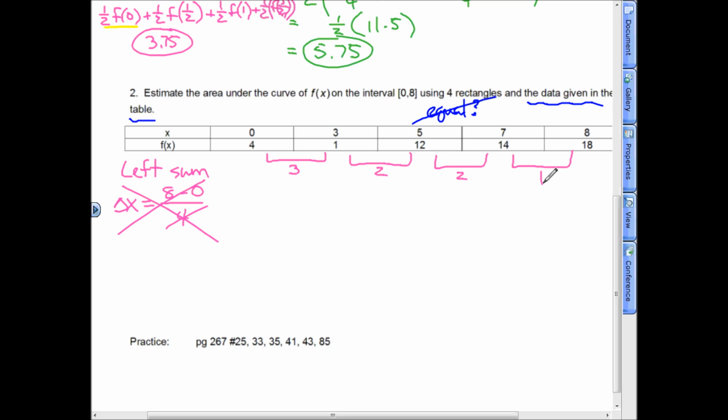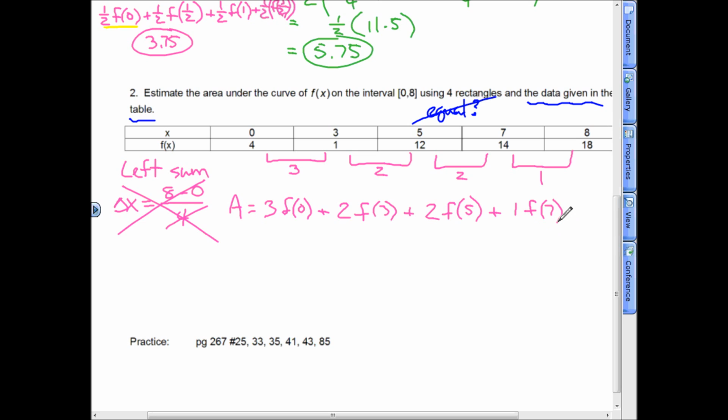So this time when we go to figure out our area, we would do, well, let's see, how wide is that first rectangle? It's 3. And if I'm going to use the left sum, I want to use the value on the left side of that rectangle, which would be f of 0. So 3 times f of 0 plus second rectangle. How wide is it? Well, it says it's 2 units wide. What would be the left side of that rectangle? It would be f of 3 plus third rectangle, 2 units wide, by f of 5 plus, last but not least, 1 unit wide by f of 7.